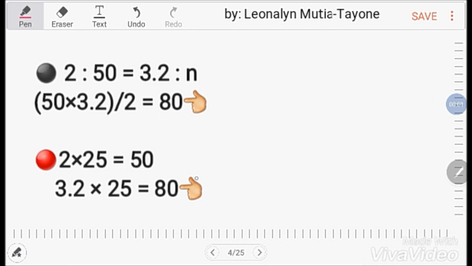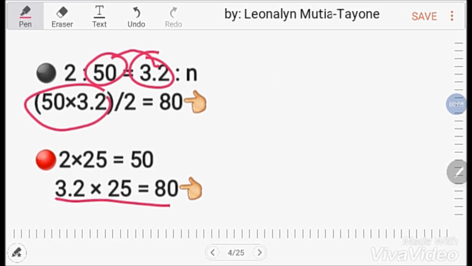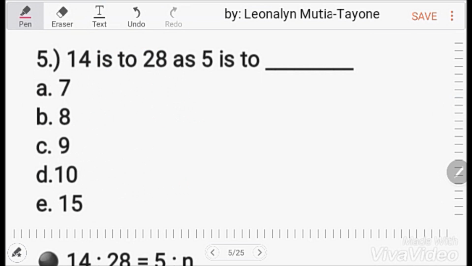Another solutions, ito na yung ginawa natin kanina. Ang iba lang ay ito. Nag-cross tayo. Tapos, minumultiply natin yan. At itong 2 na to, ang dinidivide natin yan. At ang answer ay 80. Number 5. 14 is to 28 as 5 is to what? Si 14 naging 28. Ano sa tingin nyo? So, nag-multiply lang siya ng 2 para maging 28 siya. Ganon din ang gagawin mo sa 5.